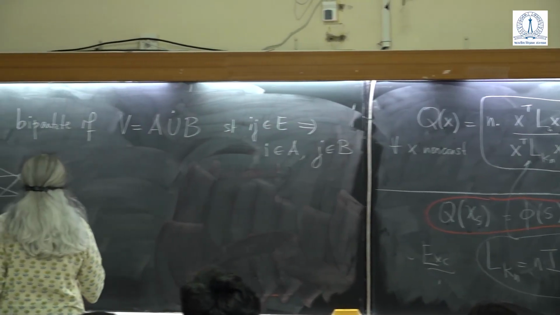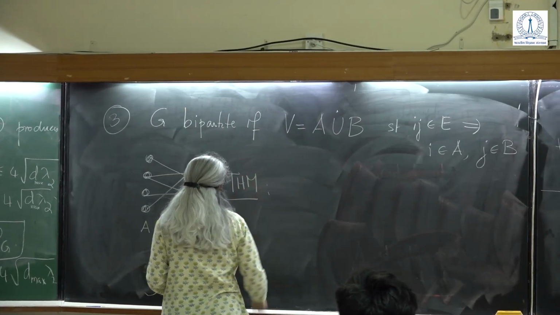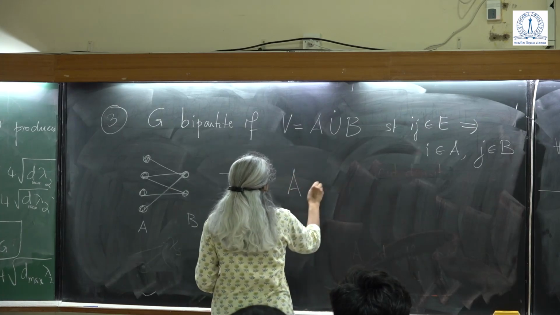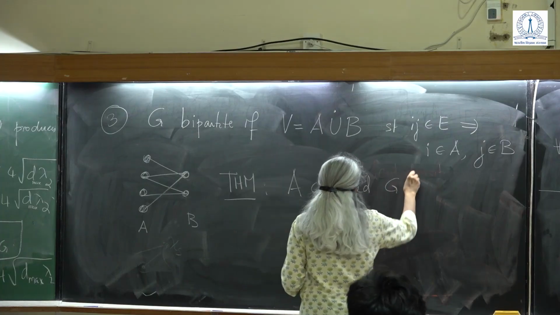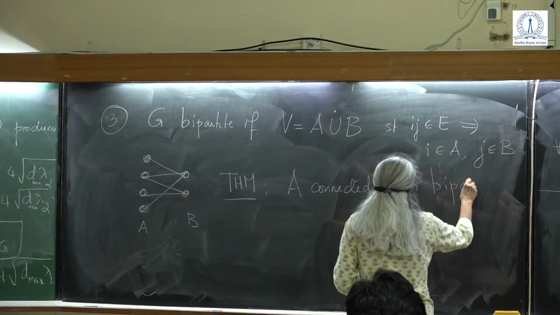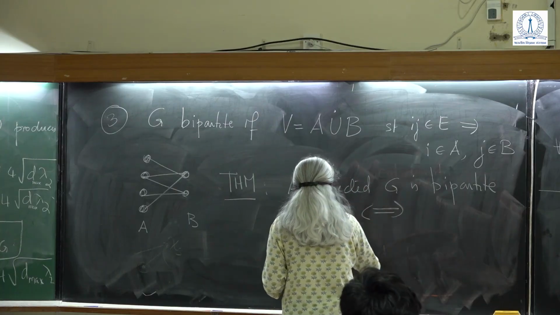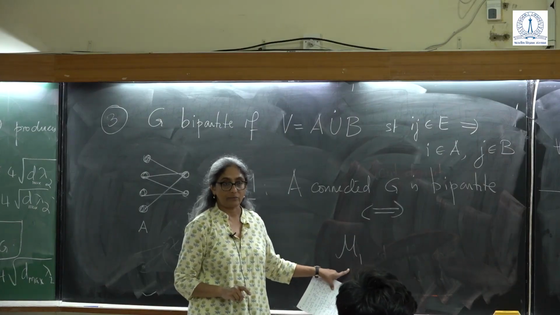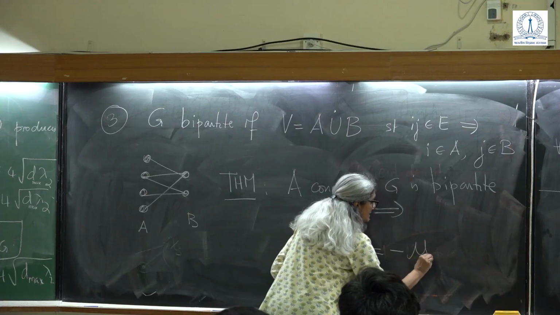And then the theorem is that a connected graph, a connected G, is bipartite if and only if, with mu1 the adjacency matrix eigenvalue, okay? We're now in the adjacency matrix. mu1 is equal to minus mu n.